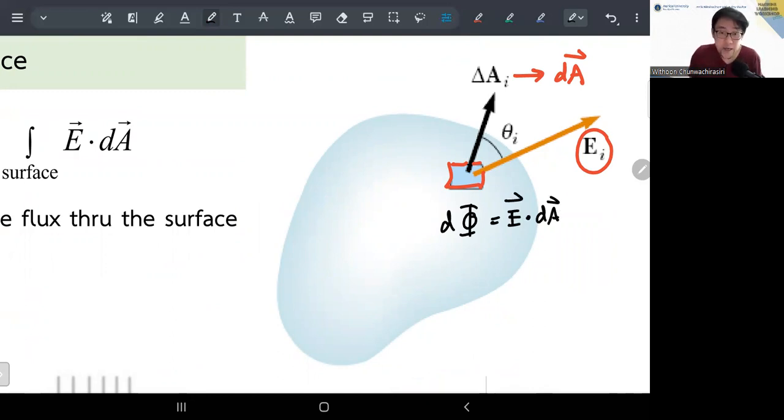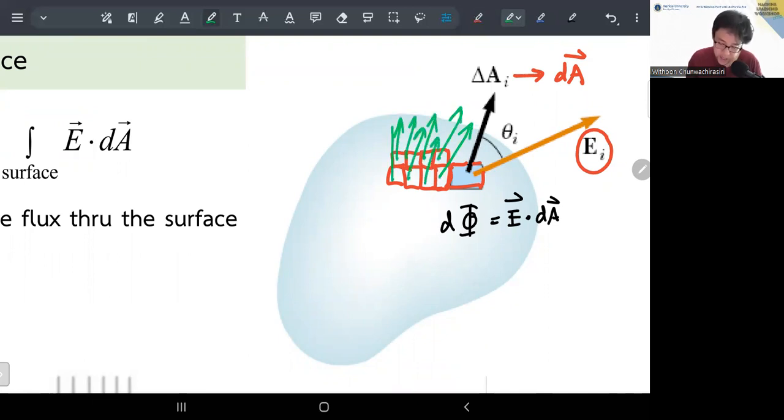So that E dot dA is the flux going through your super tiny area dA. You're going to get a very tiny mini flux, dΦ. But then you want all of these, so you just keep doing it, dA after dA. At each dA you have its own E at that location. You do E dot dA, E dot dA, and then you sum them up.